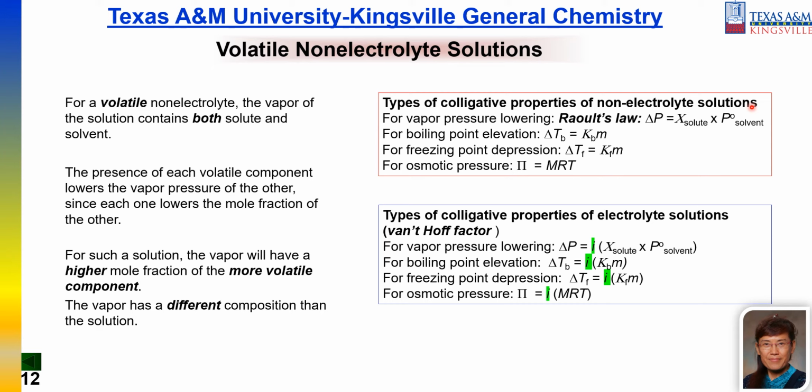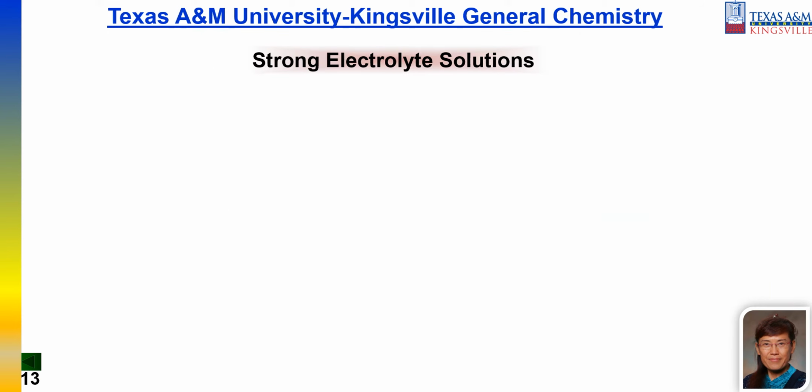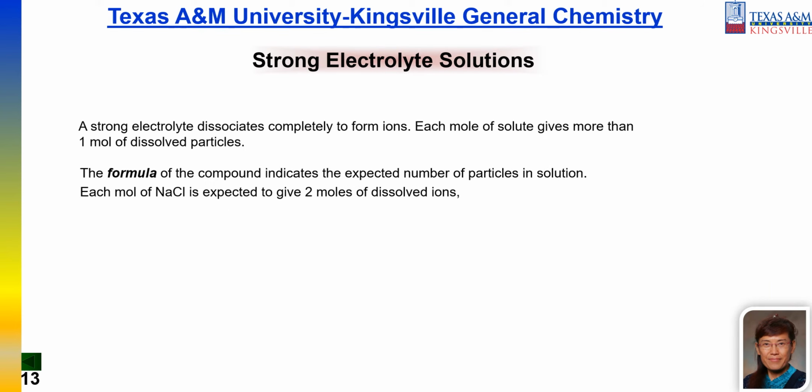You also call it ideal solution. For this ideal solution, you have these 4 properties, and you simply use an i factor to adjust them. These different properties, we are going to discuss in the next class. We are going to do this calculation.